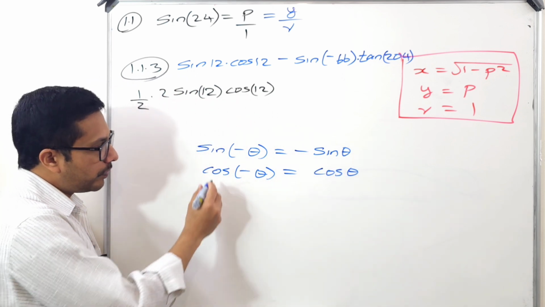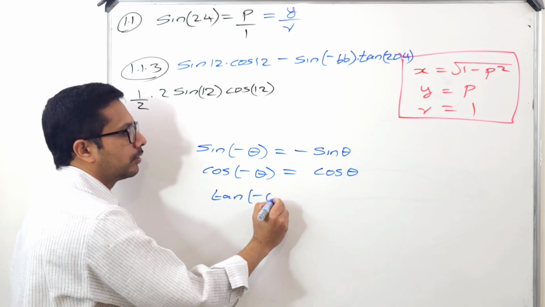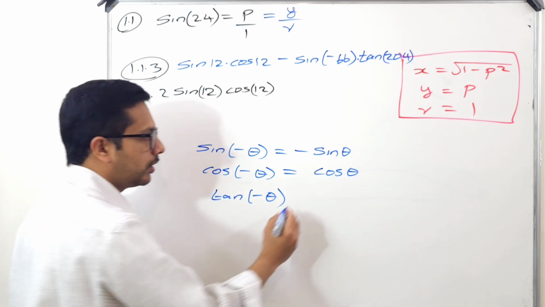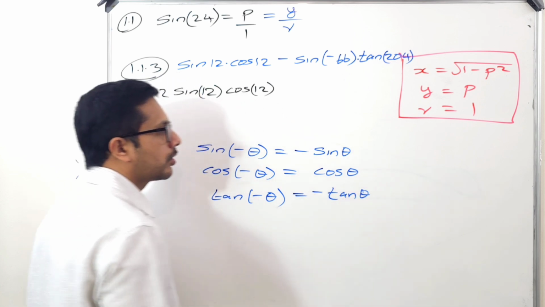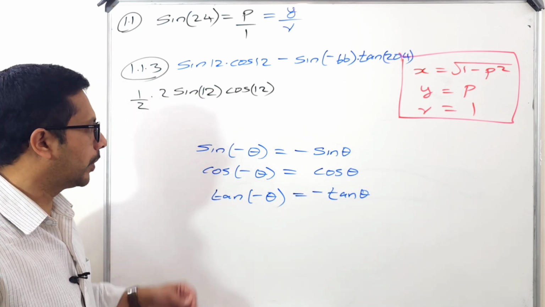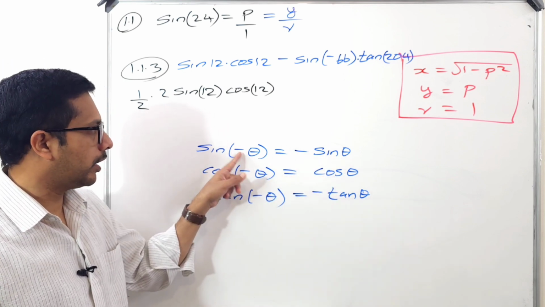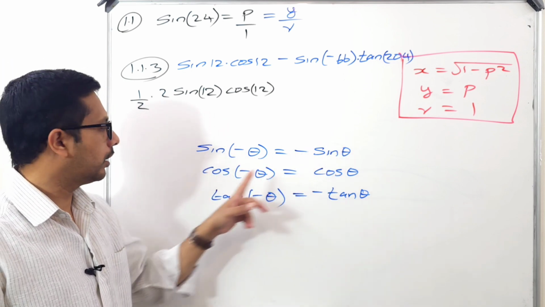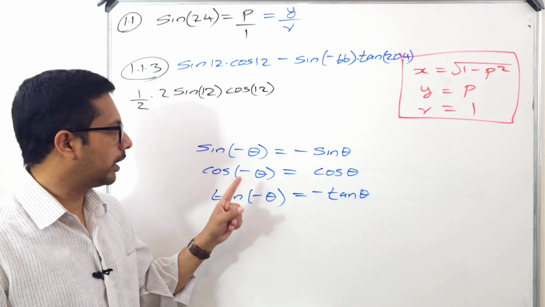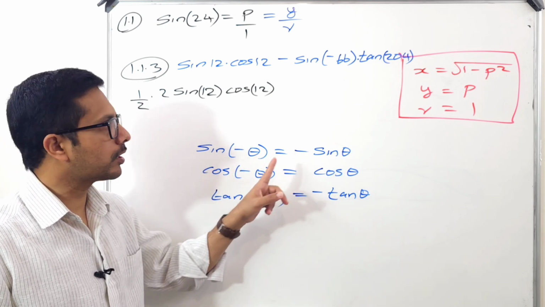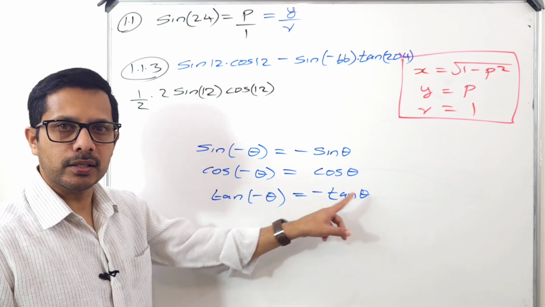Okay, then tan of minus theta. What is tan of minus theta? That is the same as sine, minus tan theta. So these three identities you have to remember. Sine of minus theta is minus sine theta. You have to take this minus outside. Minus sine theta. Cos of minus theta is positive cos theta. Don't make a mistake there. Cos of minus theta is the same as positive cos theta. Tan of minus theta is minus tan theta.